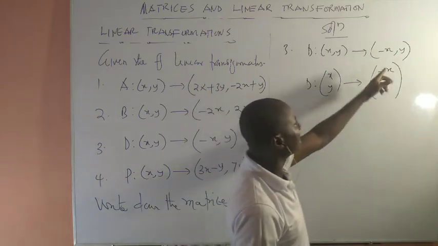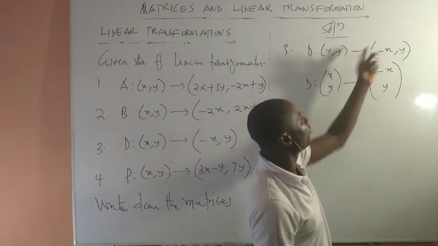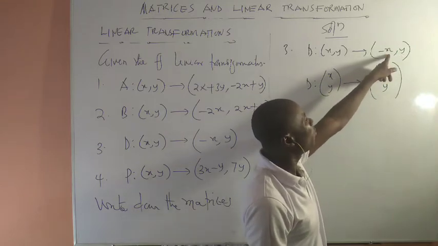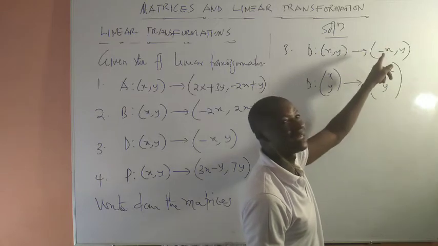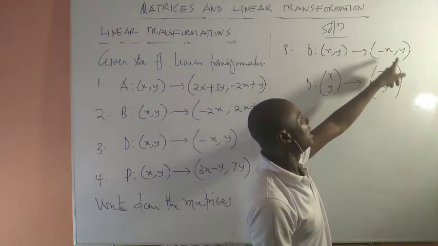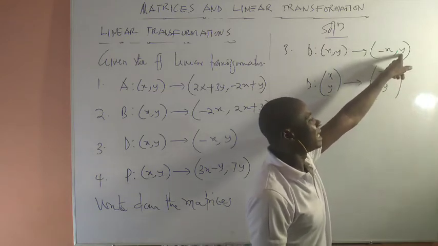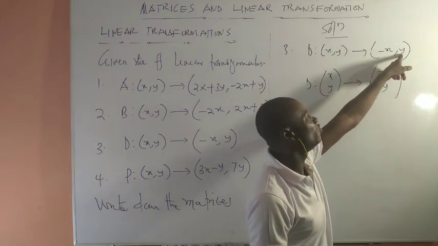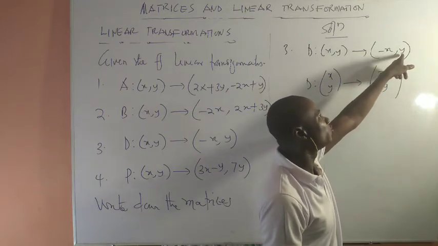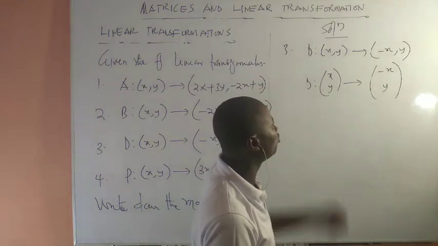But for this one, remember the comma separates the first row from the second row. So before the comma, we have only minus x. So the coefficient of the x term is minus 1. But there is no y term there, so that coefficient will be 0. Then after the comma, we also have y. There is no x term there, so the x coefficient will be 0. But because there is y, the coefficient is 1. So you can deduce the matrix if you get experience in what you are doing.